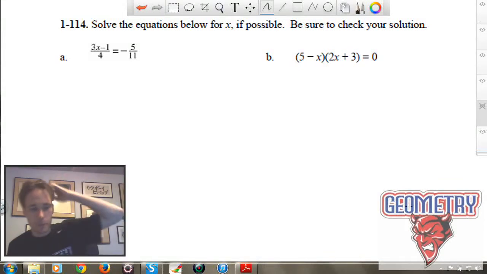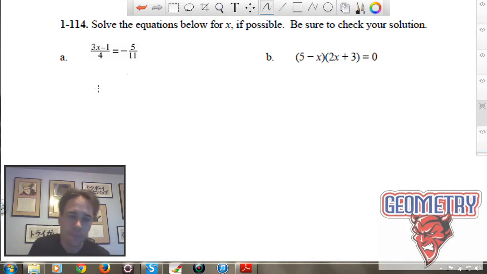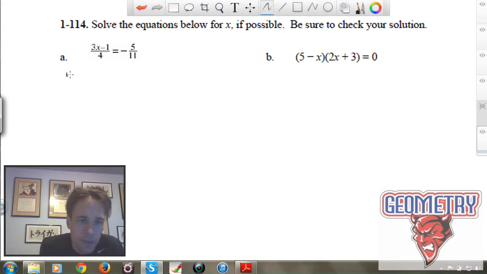Okay, hello, welcome to Geometry Unit 1, problem number 114. Got some more algebra stuff going on here. Solve each equation for x if possible. And so we're going to cross multiply here, so we'll write it out. 4 times negative 5 equals 11 times 3x minus 1.